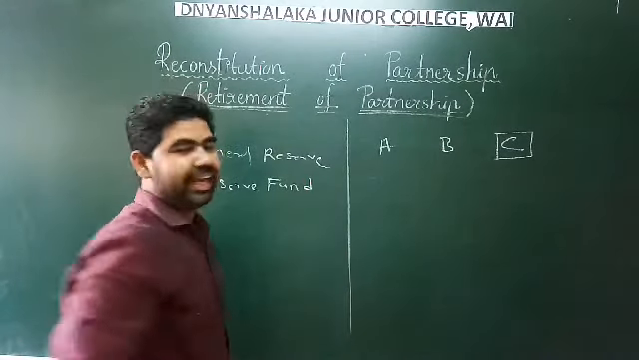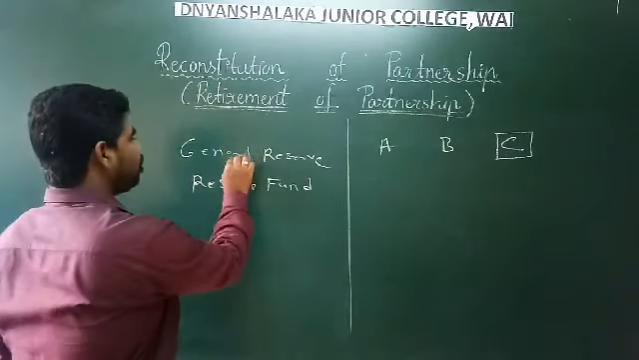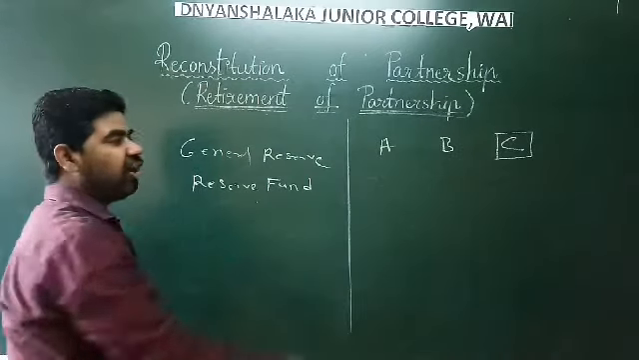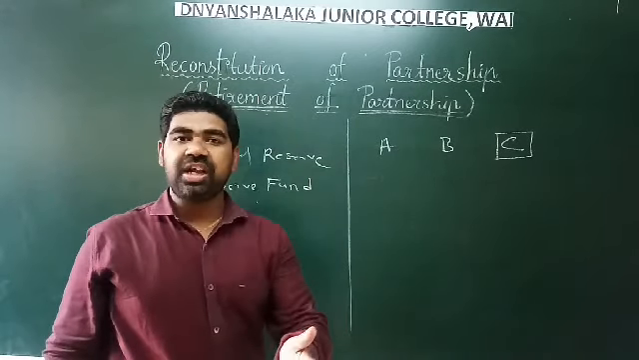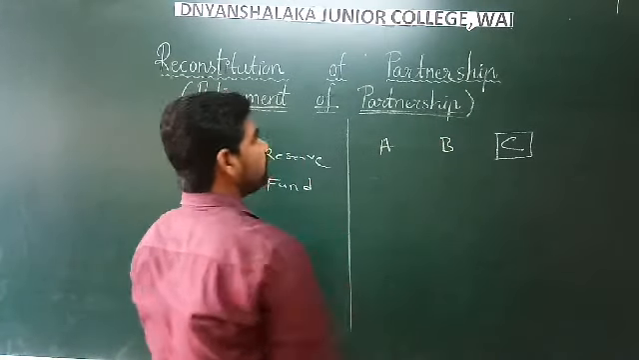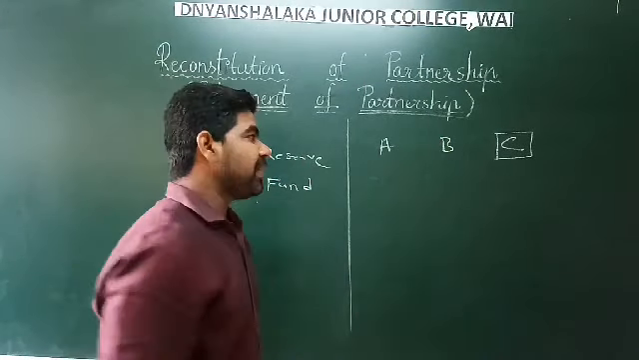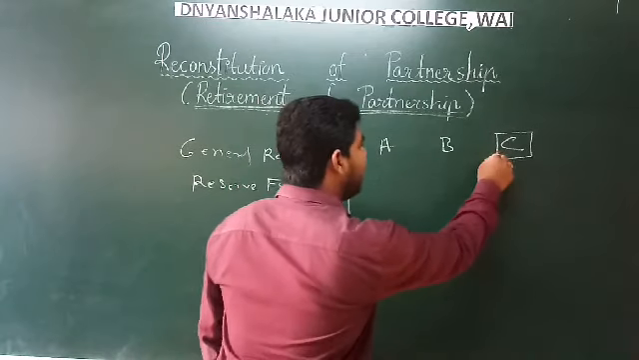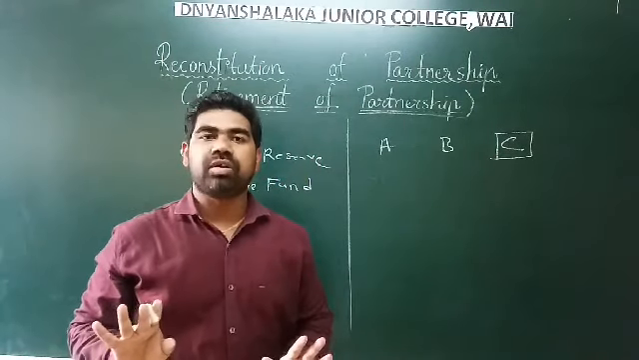What happens in the case of admission of a partner? We distributed this general reserve and reserve fund only to the existing partners, to the old partners. Now the situation changes in the case of retirement. What happens in the case of retirement? A, B and C, already three partners are old. Okay, understand?